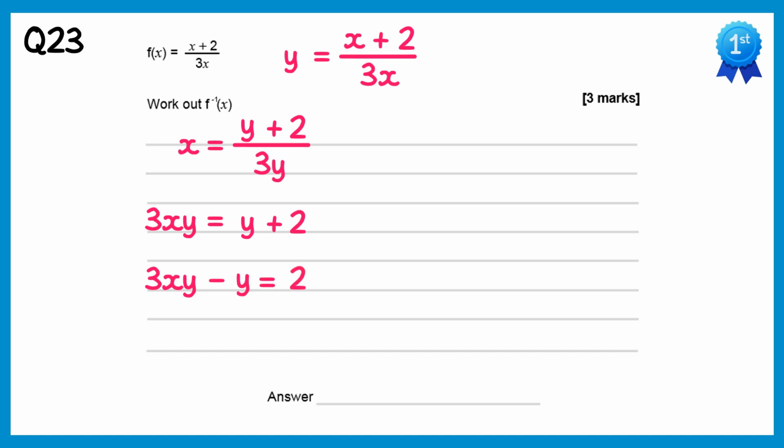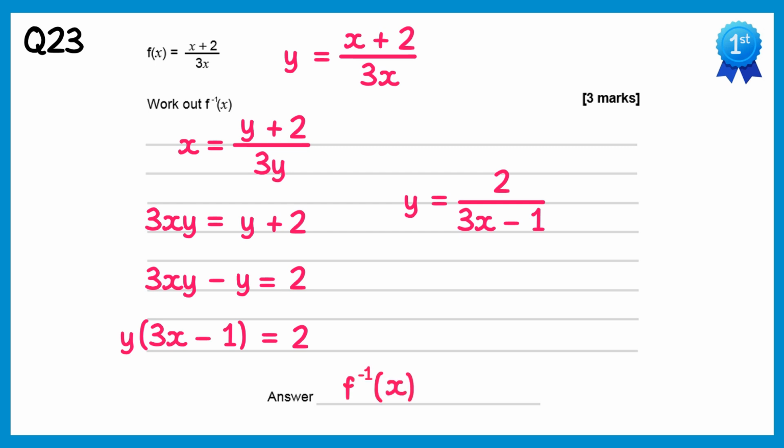We can then factorise the y's out, so if we factorise y on the left hand side, we'll get y, and then inside the bracket 3x minus 1, and the right hand side is still 2. The last thing to do is just divide by this whole bracket, so we get y equals 2 over this whole bracket. Now that y is the subject, we can just replace y with f inverse of x. So f inverse of x is 2 over 3x minus 1.